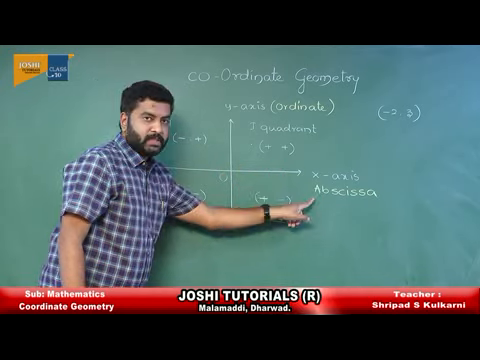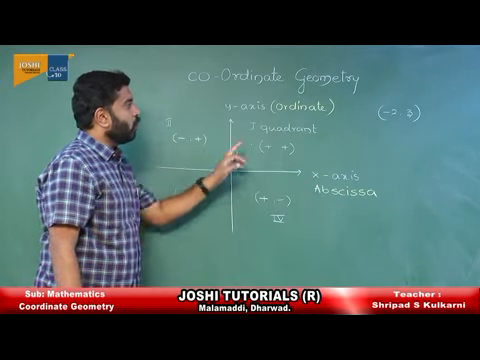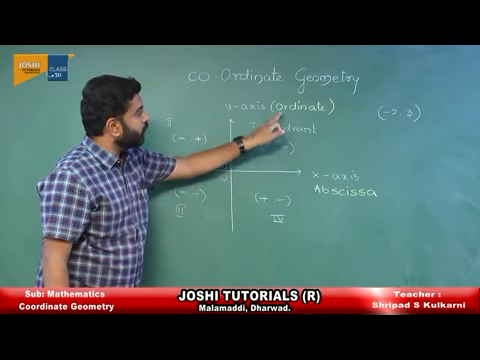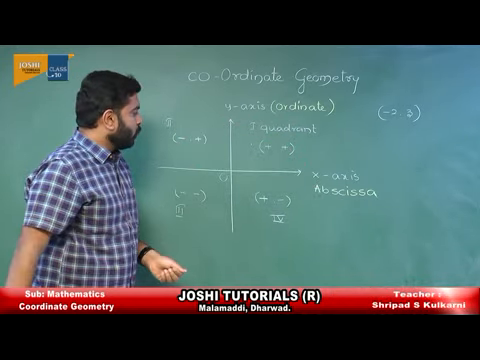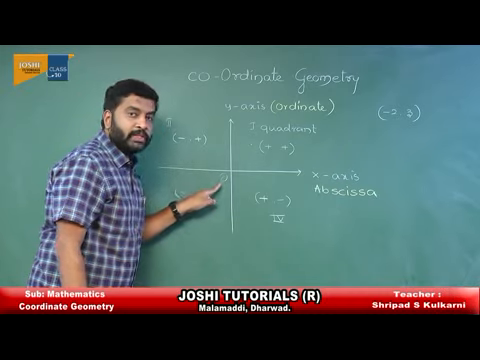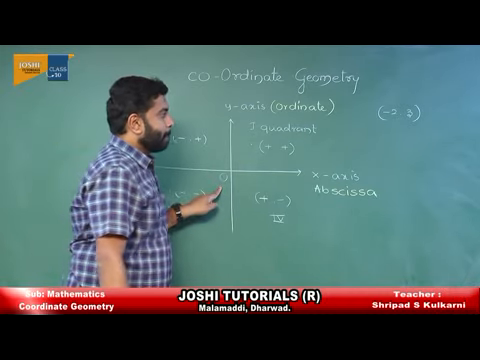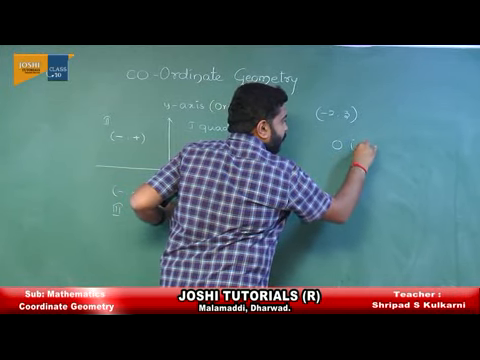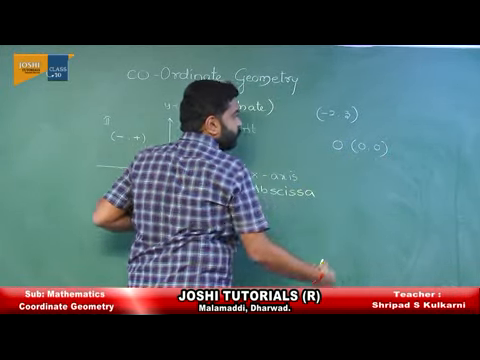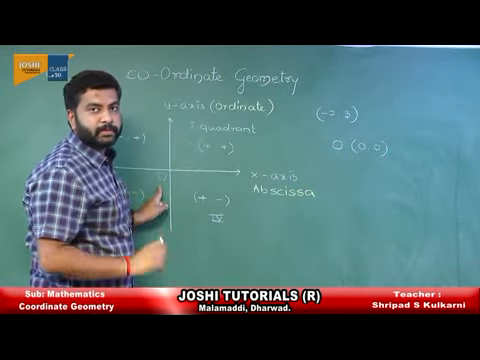X-axis is called abscissa. Y-axis is called ordinate. These are two more names for x-axis and y-axis. One more basic thing. Always this origin is denoted by O, and coordinates of the origin are 0, 0. Remember this.